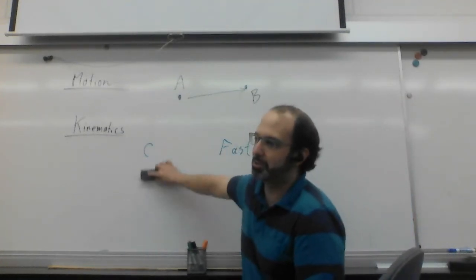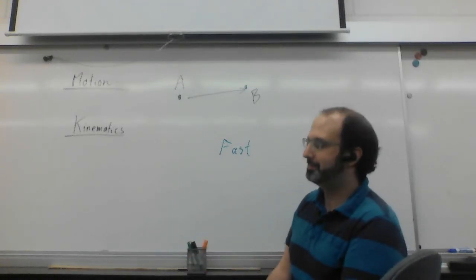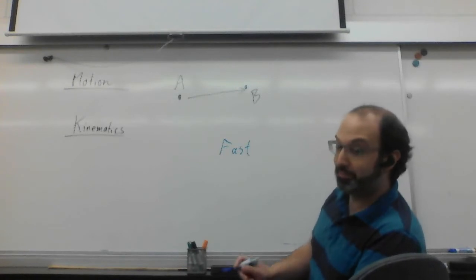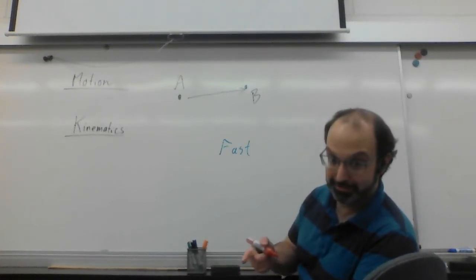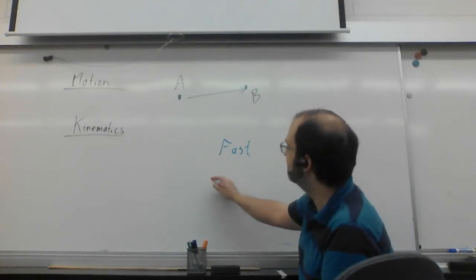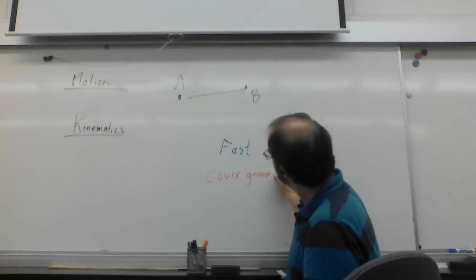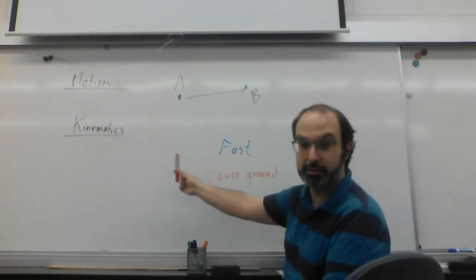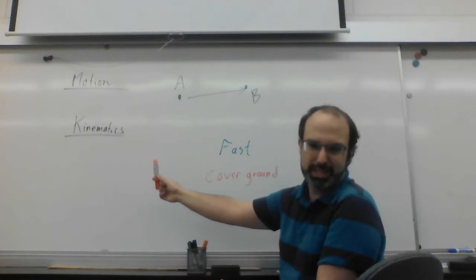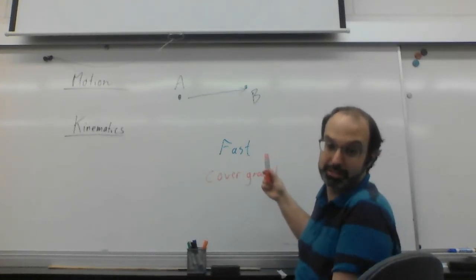What are some features of something that's fast? Well, if it's fast, it's going to cover ground, right? So you're going to cover ground. So for example, I go from here to there. I covered some ground. Now, would that be considered fast that I just did? Maybe not, but that might be considered fast, or at least faster.